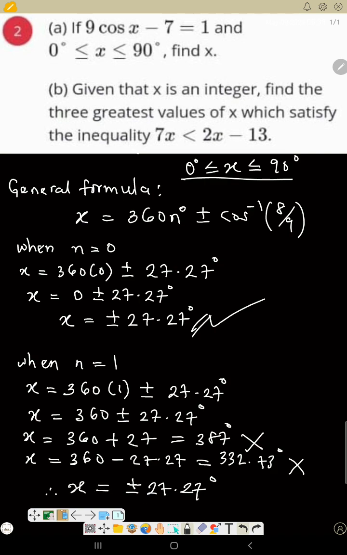So s is plus or minus 27.27 degrees. So that is now the final answer. So in this range, 0 is less than or equal to x, and s is less than or equal to 90 degrees. So that is the final answer. So now the b part.